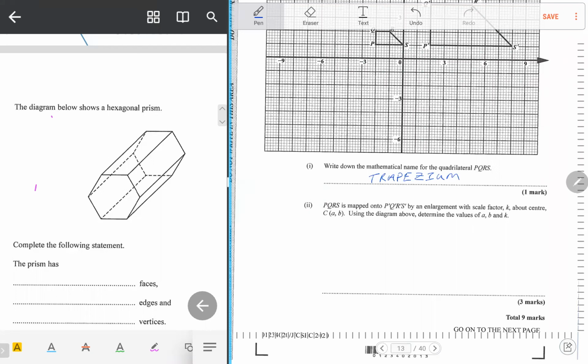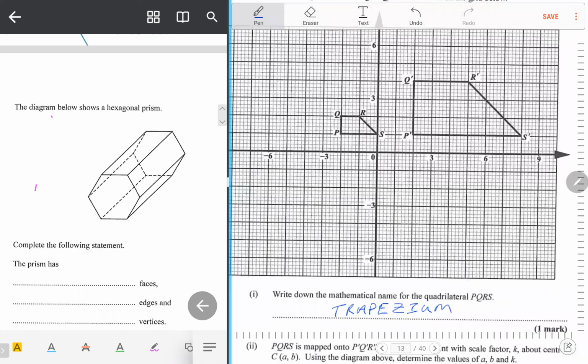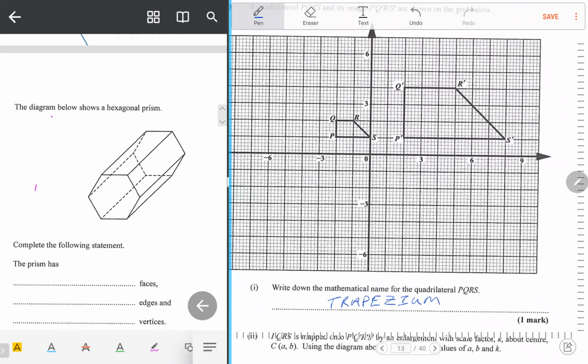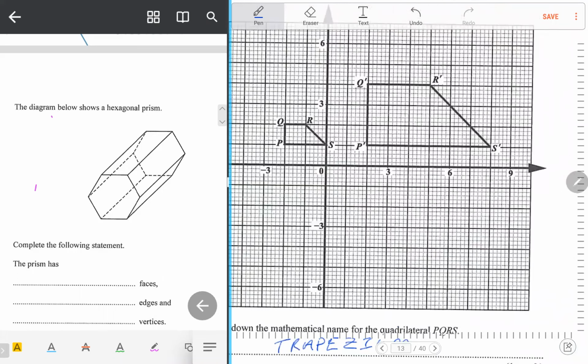We can find the scale factor by observation. Let's look at it and get the scale factor. All we need to do is compare one side and see how much larger one side got by a multiple, right? So if we look at QR, for example, QR is 1 unit, and Q prime R prime is 3 units. So right away the scale factor is 3.